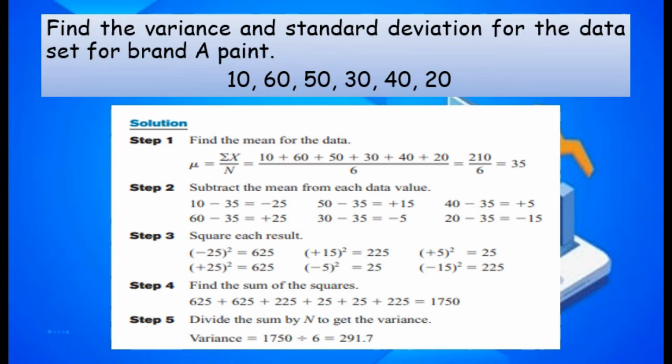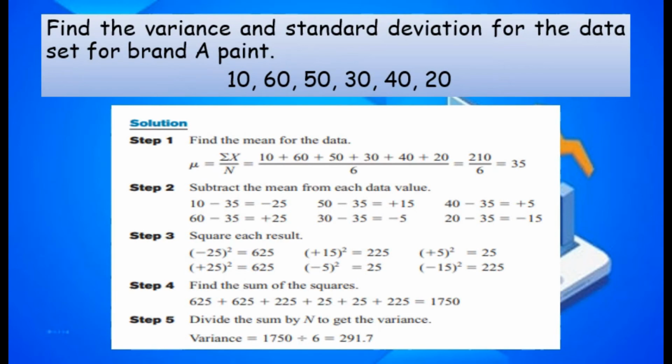So let's try to solve this. So there's a step-by-step solution. Step 1. Find the mean for the data. We will use the formula for the mean, which is mu is equal to summation of x over n, where n is the total number of values in the population. So the summation of x is 10 plus 60 plus 50 plus 30 plus 40 plus 20, all over n, which is 6. So it is equal to 210 over 6. 210 divided by 6 is equal to 35.